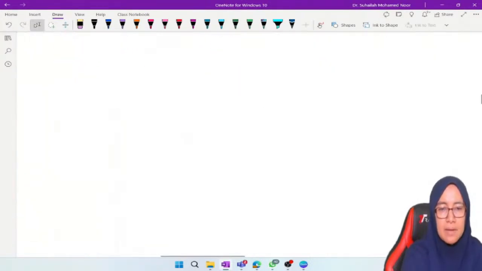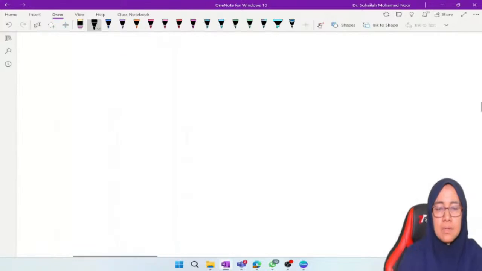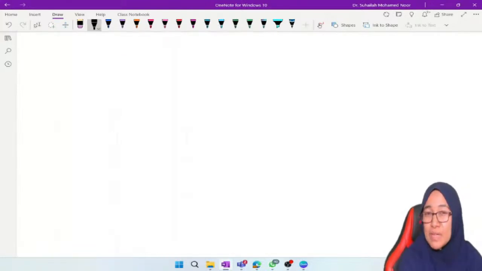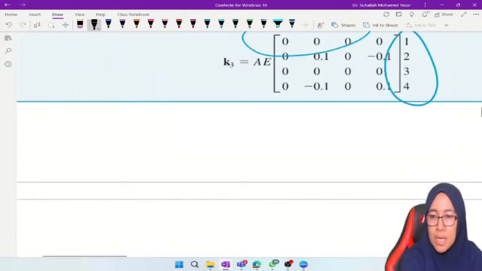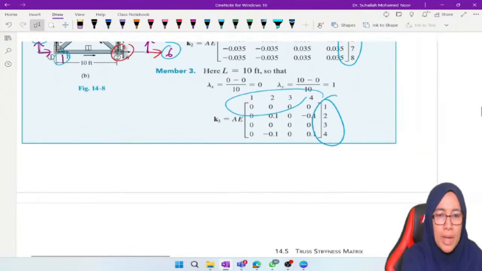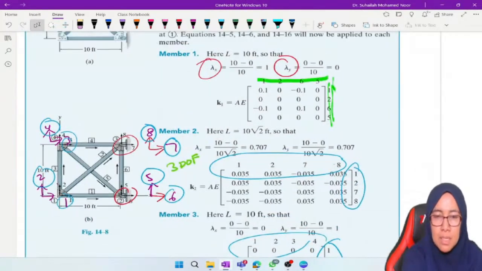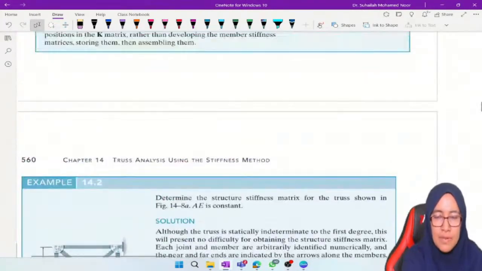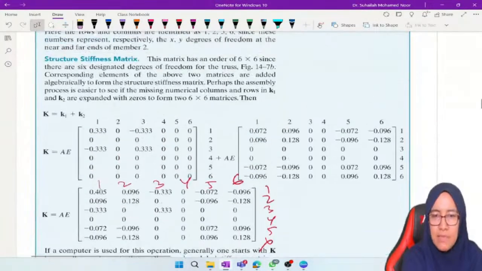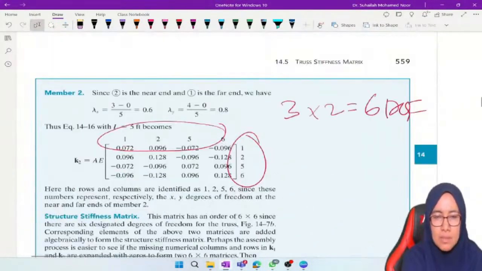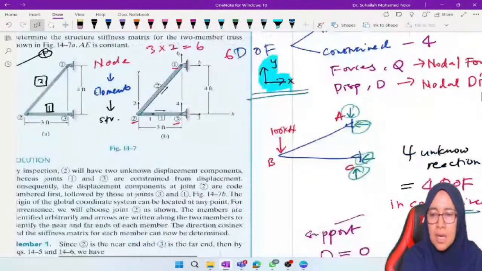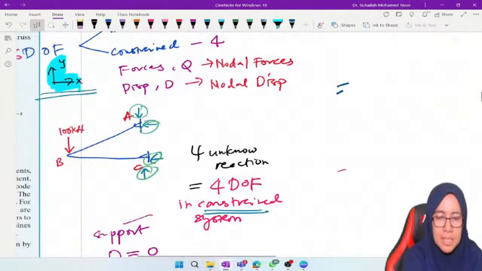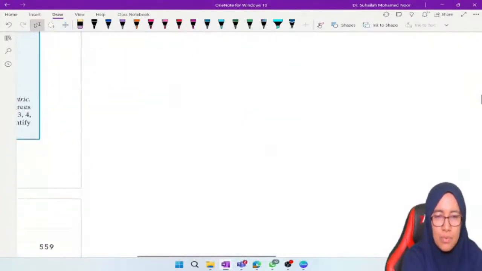Okay, this is just for the first time. It looks quite difficult to understand the first time. Don't worry. Later on, when you understand the stiffness method, identifying degrees of freedom in terms of constrained and unconstrained is actually a very simple step. Okay, we do another one.